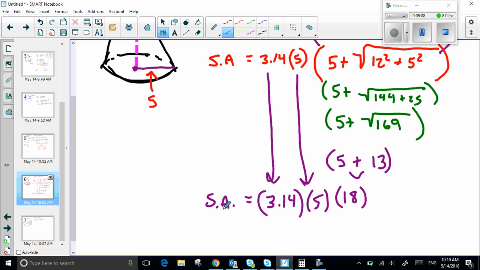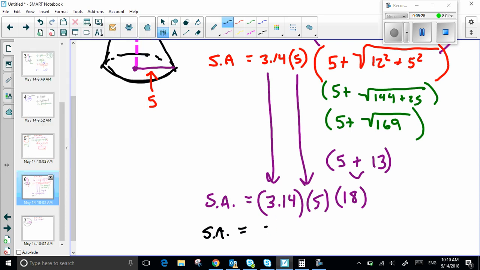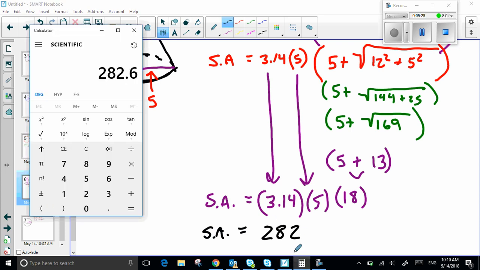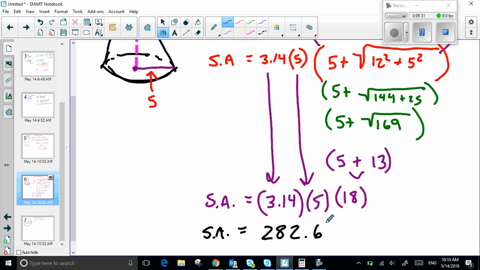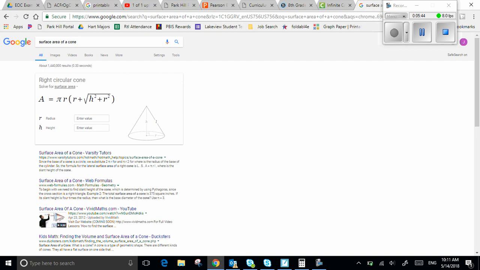All right, so in the end, I get out my calculator. Surface area is equal to, here we go, 3.14 times 5 times 18, and that makes 282.6. And we'll say that's units squared. Whatever kind of units they are, that's what it's going to be. All right. And then finally, this was the surface area of a cone.